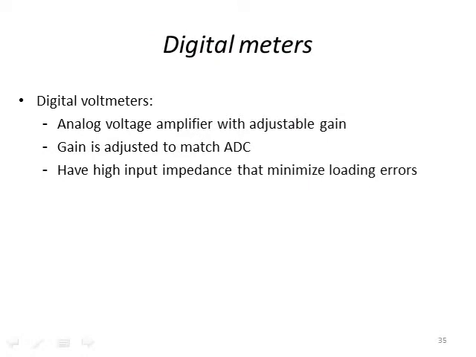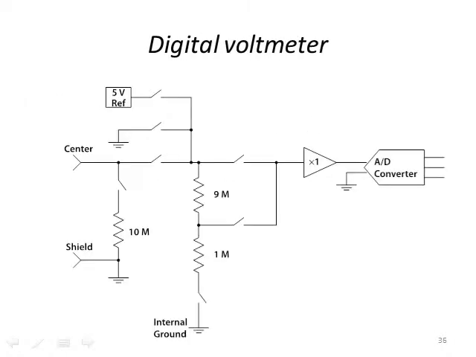So we've all used a digital multimeter. This is an analog voltage amplifier with adjustable gain. Now the gain of this thing is adjusted to match an analog to digital converter. And then it also uses high input impedances to minimize loading errors. So you remember we were analyzing errors earlier in the course. This is important now to see how these effects will come into play when we're really doing a measurement.